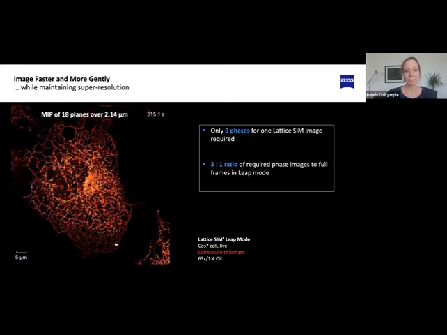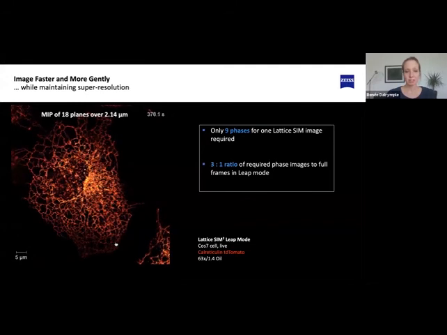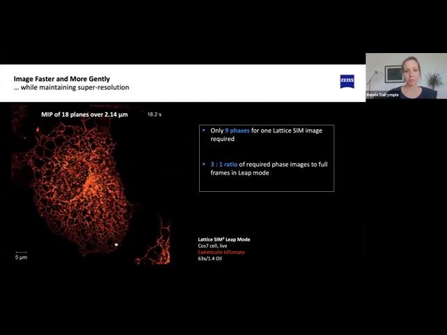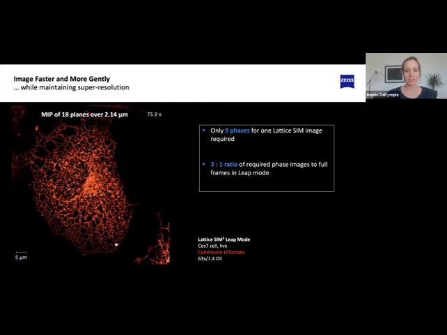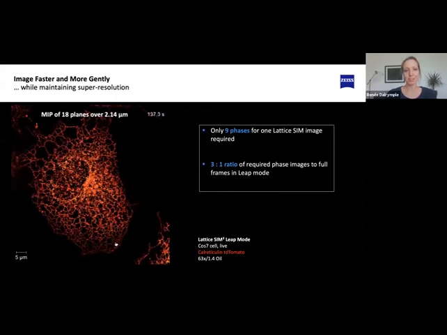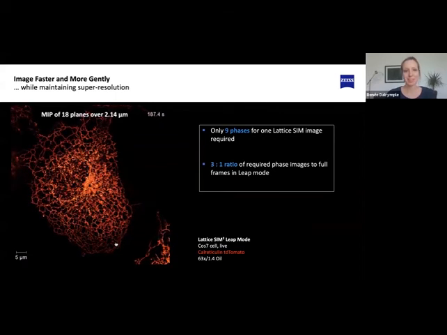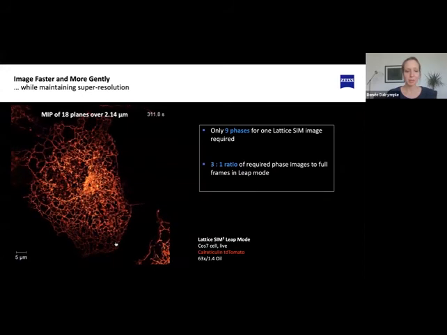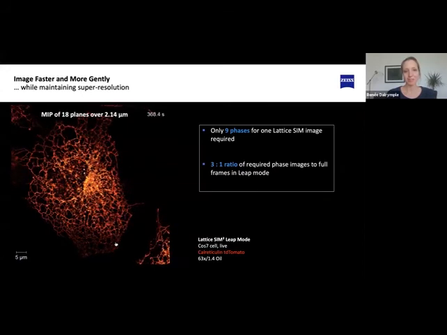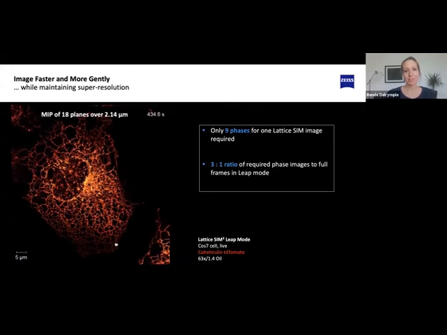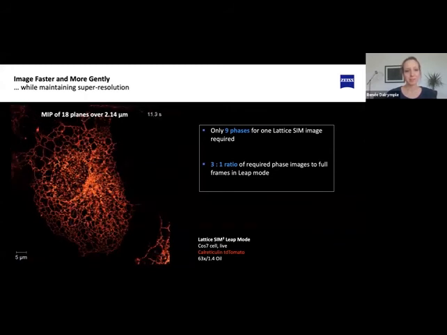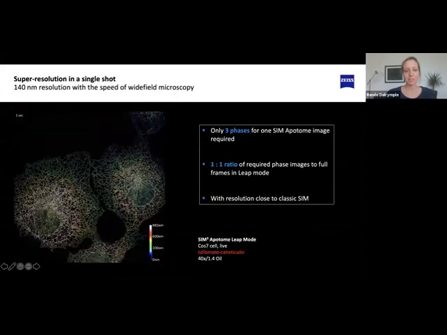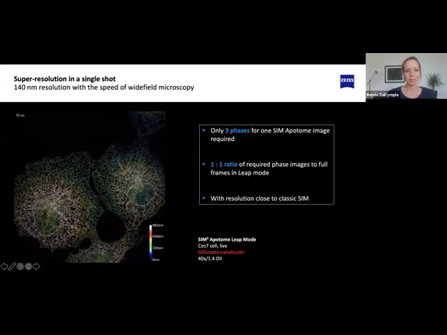If we combine that leap mode with this reduction in necessary phases or exposures, we're able to get a 3-to-1 ratio between exposures of our sample and final super resolution images for the full-fledged Lattice SIM² mode. We're seeing an example of that here on the left, where we're looking at the ER. This is a 3D image where we're looking at a maximum intensity projection. So this is going to allow us to image even faster and more gently. So this works not only for Lattice SIM, but also for the SIM² apotome mode that I spoke of.